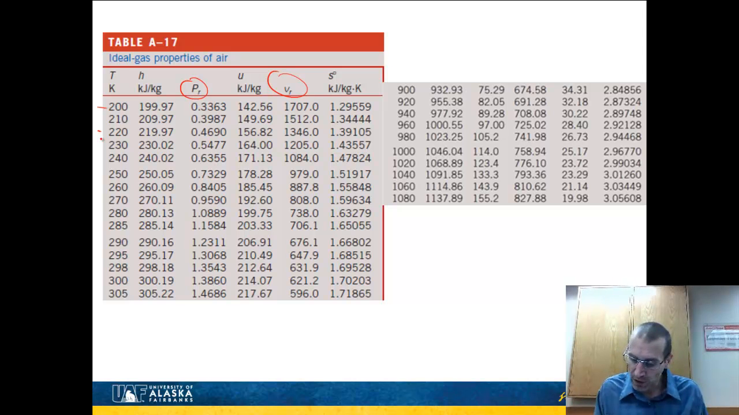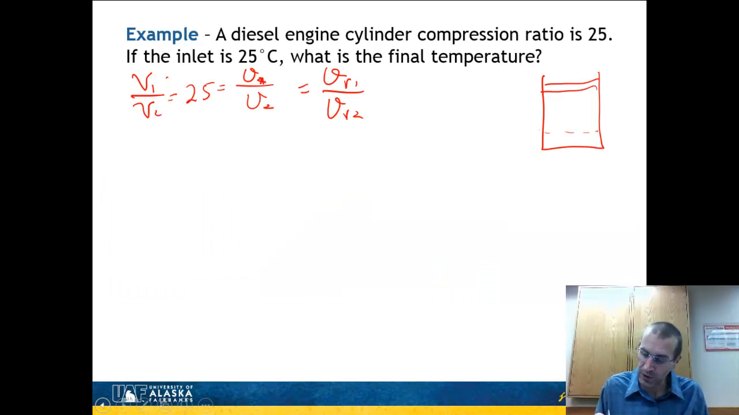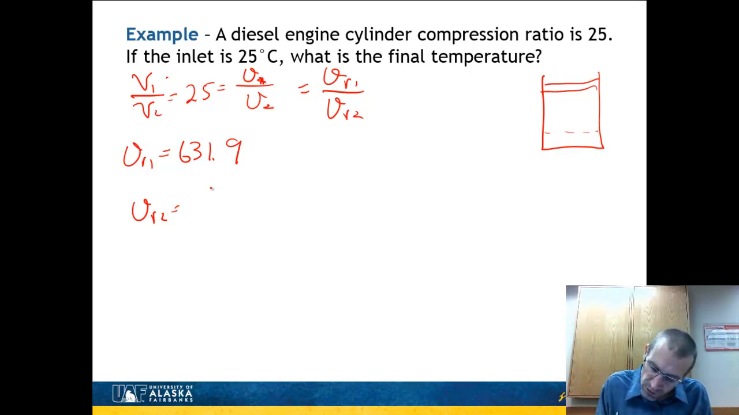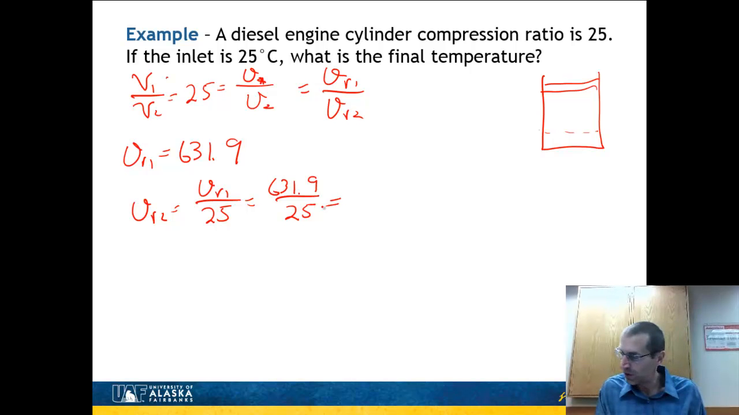So I can look that up, and we had our inlet at 298 Kelvin, so my relative volume at the inlet is 631.9. That's VR1. Those are unitless values. I'm going to put that in here to find out what VR2 is. VR2 is equal to VR1 over 25, so it'll be 631.9 over 25.